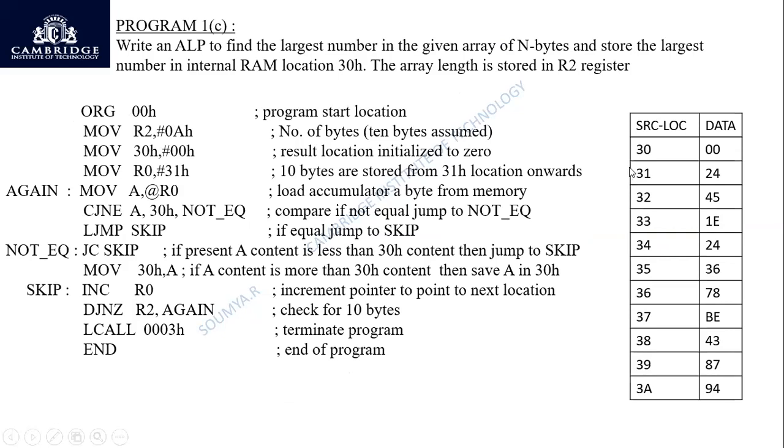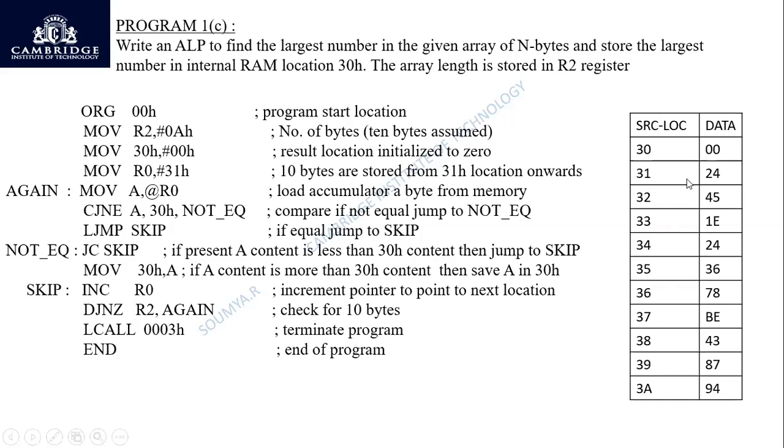This is my array which is starting at 31, and initially the 30th location is 0 because I want to store after the search operation. I want to search for the largest number and I want to store it in the 30th location, right?